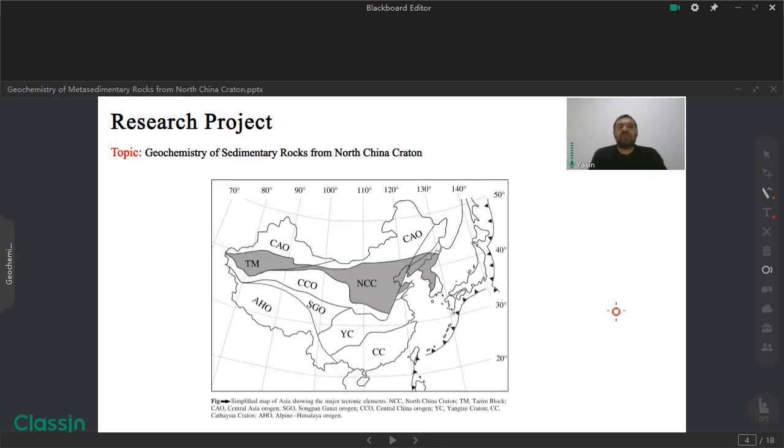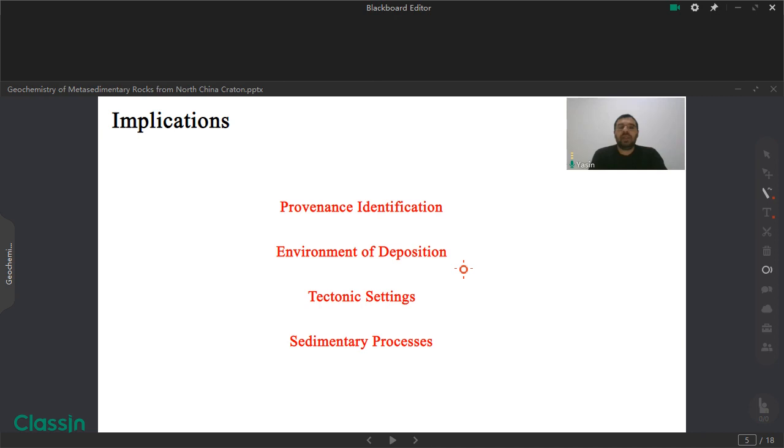Now, coming towards my research project, the topic, as it is mentioned above, geochemistry of sedimentary rocks from North China Craton as NCC. So this is the area basically North China Craton where I am working on sedimentary and meta-sedimentary rocks. The implications of this research is basically to identify provenance, environmental deposition, tectonic settings, and sedimentary processes. And how we are going to do that I will discuss in the next slides.